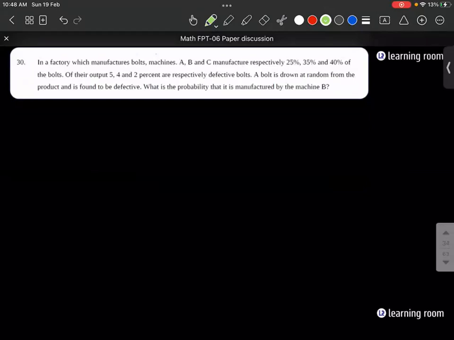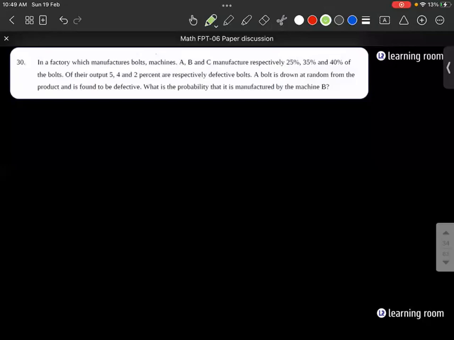In a factory which manufactures bolts, machines A, B, and C manufacture 25, 30, and 40% respectively of their outputs. 5, 4, and 2% are respectively defective bolts. A bolt is drawn at random from the product and is found to be defective. What is the probability that it is manufactured by the machine B?